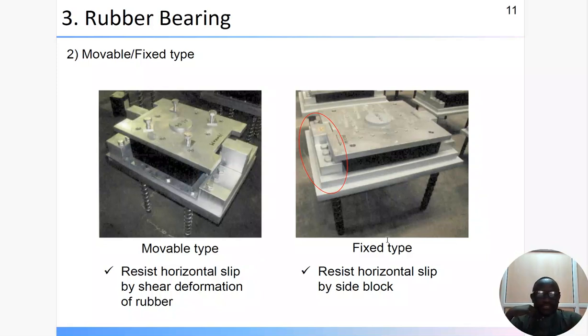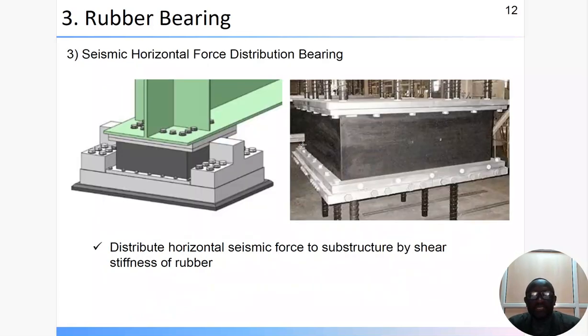You read about this. Resist horizontal slip by side block. This side block here, you see even they've circled for you, so it cannot slip. This is the rubber bearing continuous. So rubber bearing, movable and fixed type, but they are encased more or less. They have plates still robust on the side and it is inside, and there is some allowance, doesn't exactly touch, so try to note that.